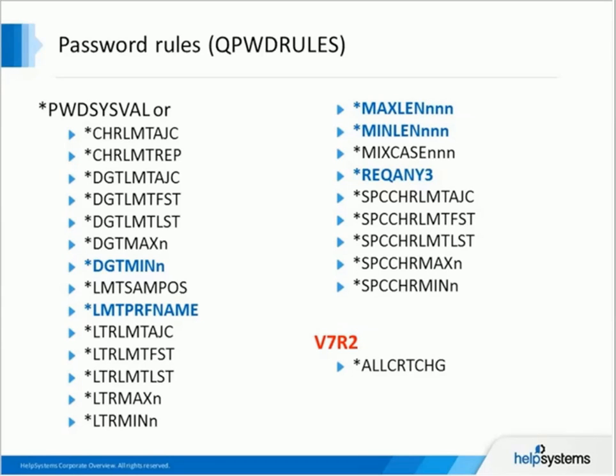So again, very powerful. The other thing that you have to remember about the system value is that you have to have all of your rules in the system value, meaning all of your composition rules. So you can't have your minimum length be that previous QPWDMINLEN system value and have everything else in here. That minimum length, old system value, will be ignored. So once you put one rule in here, they all have to come in here. So that's the thing to remember.